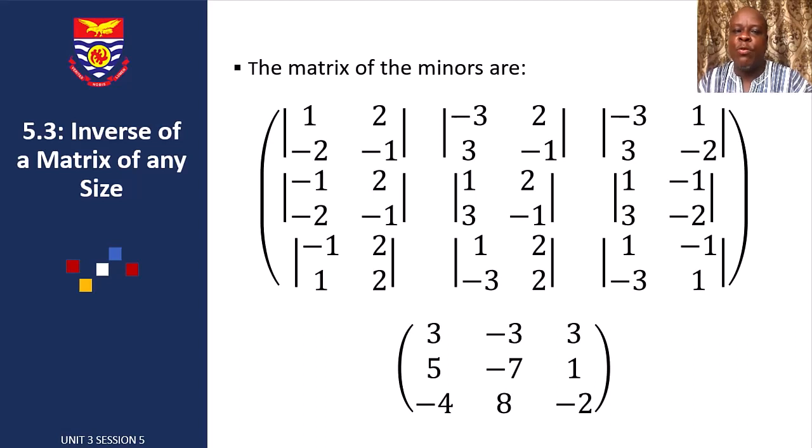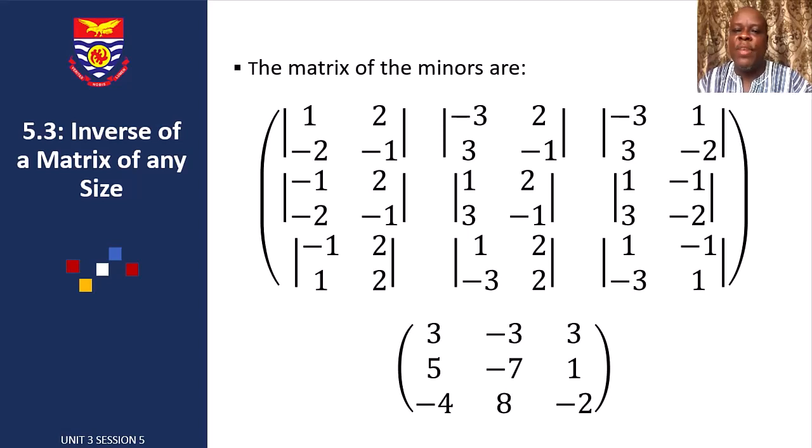We go to the third entry. Suppress its row, suppress its column. Whatever is left forms a 2 by 2 matrix. So we do this for all the 9 entries. And so the 2 by 2 matrices that we have, we find their determinants. And the determinants will form a new matrix.